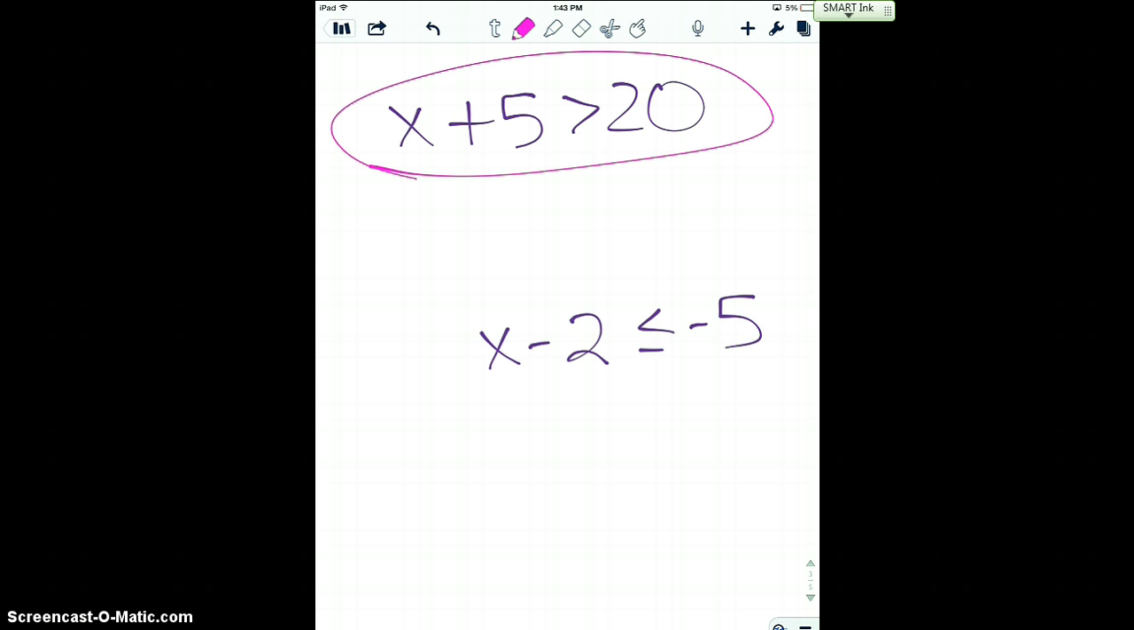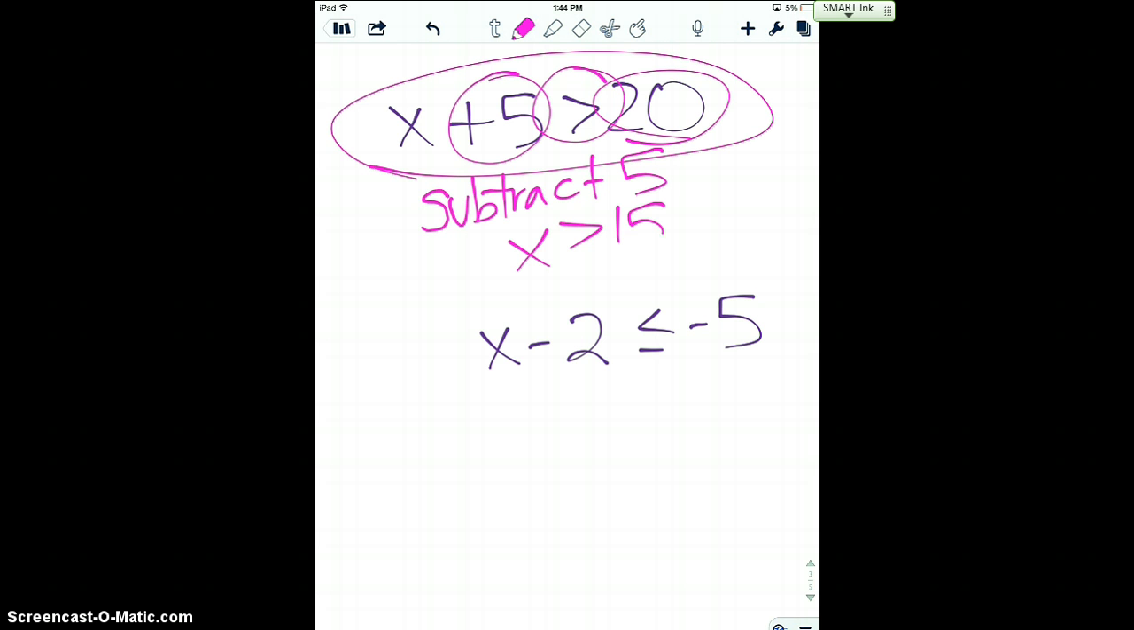To solve this, we're going to have to get rid of this plus 5. So what are we going to have to do to both sides? We are going to have to subtract 5 from both sides, right? Is that going to change the trueness factor of my inequality? No, I will not have to change it. So my answer will be x is greater than 20 minus 5, which is 15. That'll be my solution.